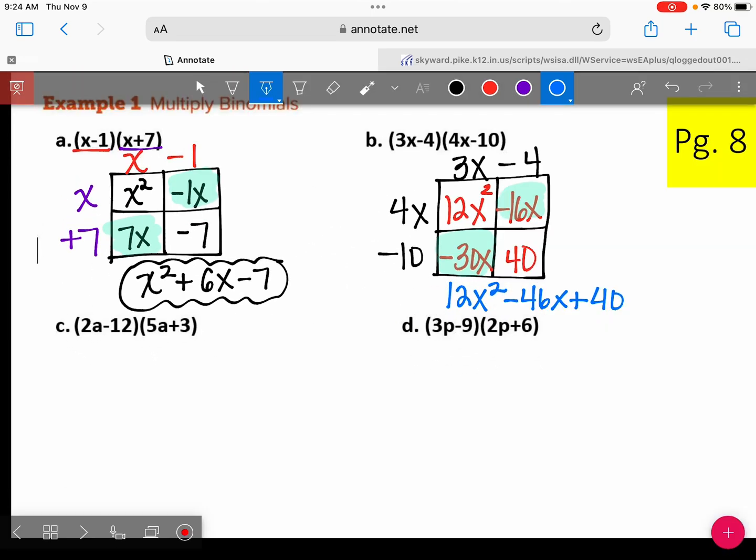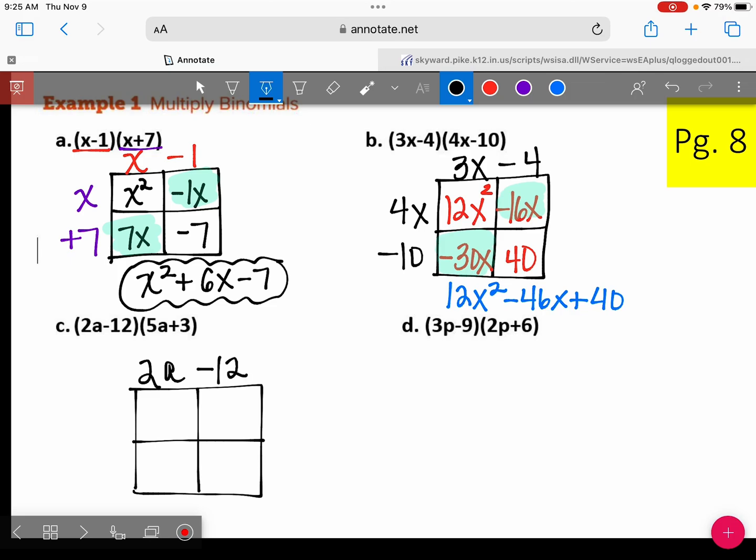Let's go to C. Make your box. 2a minus 12, 5a plus 3. Fill in all 4 squares. See if we can get all 4 terms right inside the box. That's not right. That's a negative 12 times 5.